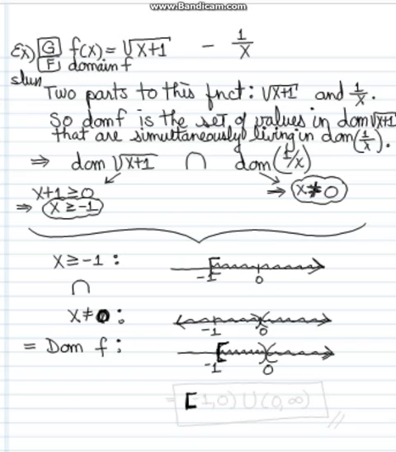But that 0 is problematic because even though the first set shades right through 0 and includes 0, the second set avoids 0. It's everything but 0. So x equals 0 does not live simultaneously in both sets, so it cannot be in the intersection. So we put the round brackets on both sides of 0 and shade everything on the right.